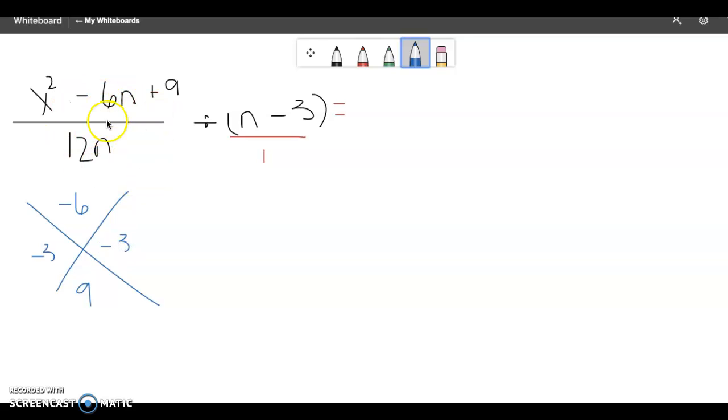So to keep the first fraction, I'm just going to rewrite the factorization in the numerator and keep the denominator of 12x. Oh, I switched letters. Hold on. Let's make these all x's. Sorry, make those letters all x's. x minus 3, x minus 3, over 12x, not n.